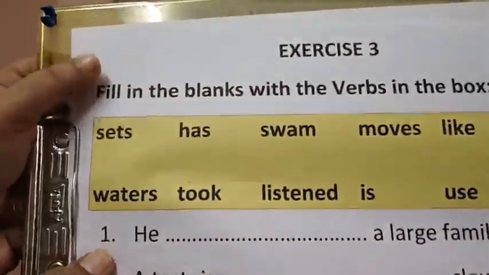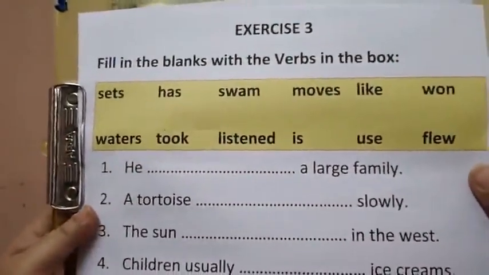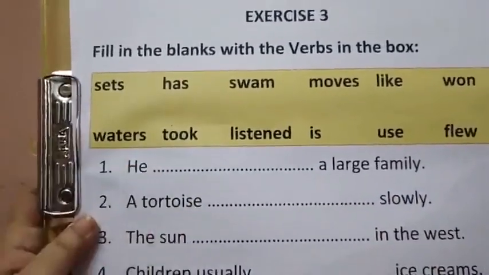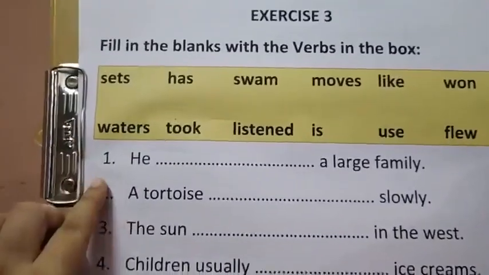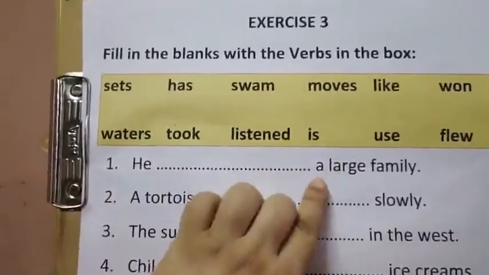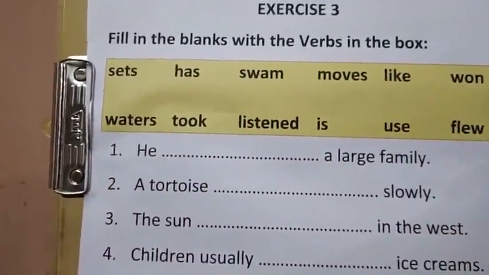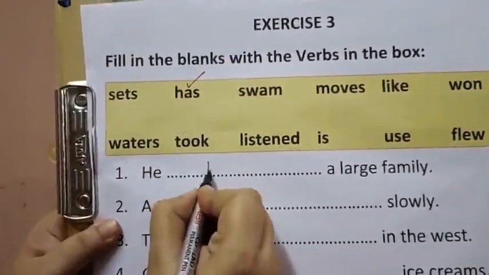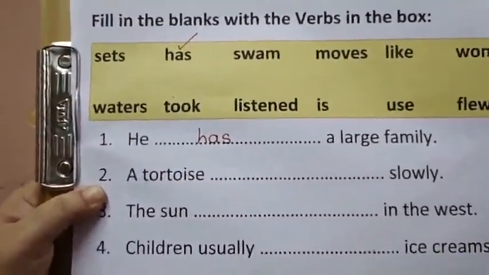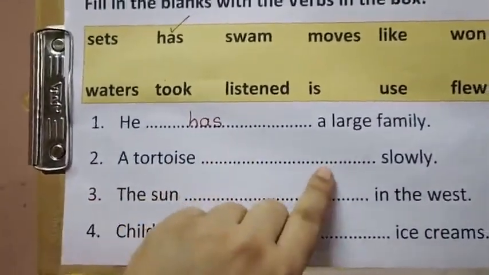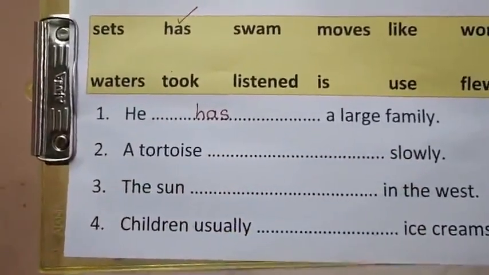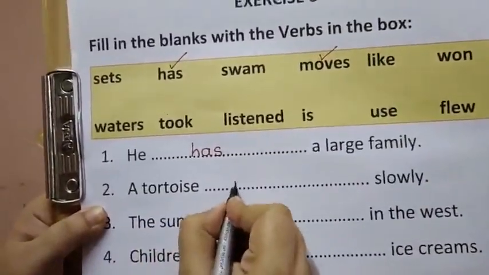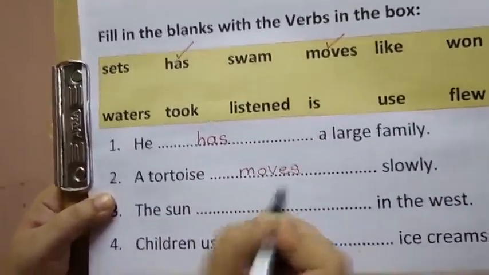Here in page number 18, the last question is fill ups. The options are given to you and you have to fill the correct answer. So let's move on. First one is he dash a large family. Now look at this. What will come with he? He has a large family. The next part, a tortoise dash slowly. What does the tortoise do? Look at the options. So here, moves is the answer. Very good. The tortoise moves slowly.